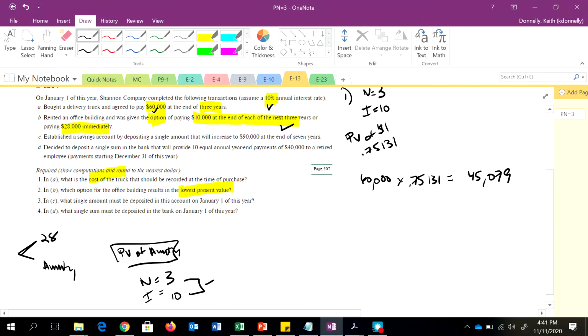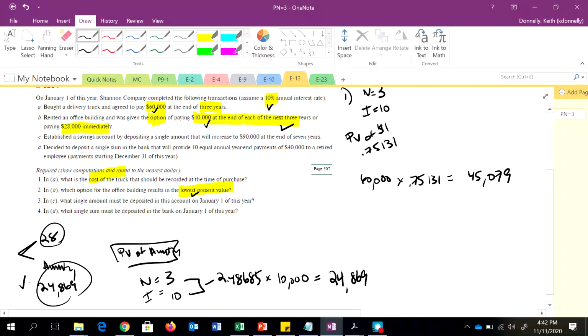When you go to the table, it's going to give you 2.48685. Multiply that times the $10,000 right there. That'll give you 24,869. The idea is it says which option results in the lowest present value. Well, 28 is pay it today. The present value of 28 is 28. The present value of the other is 24,000. So we're going to pick the lower of the two.